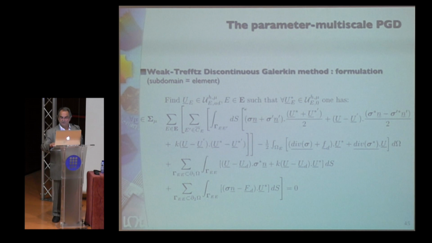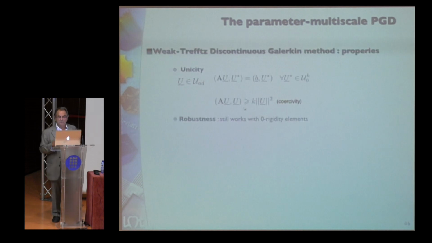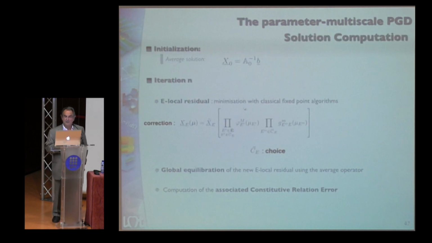So I have not the time to give the detail about the formulation. Let me say only that you have a unique solution because we have a coercive property, and also a certain robustness because the formulation still works even if we have zero rigidity elements. So now the computation of the solution. We start with the average solution that you have here. That is the average operator. Now at iteration n, we look at the residual related to the element E. We have a correction that you have here, where this quantity here is a neighborhood of E, which is a choice.